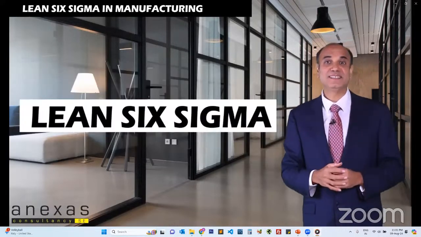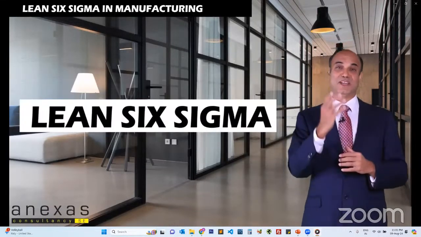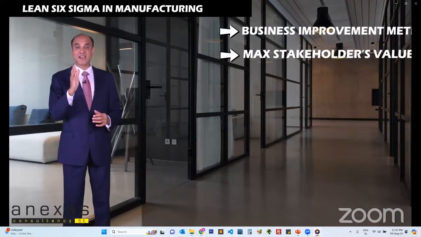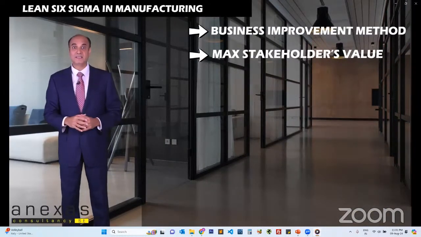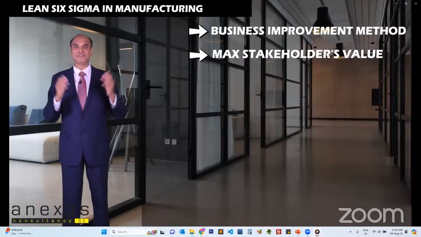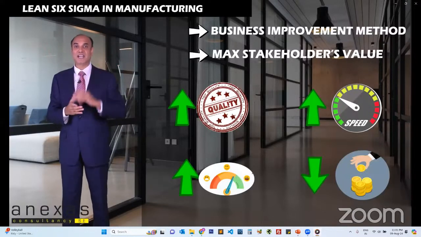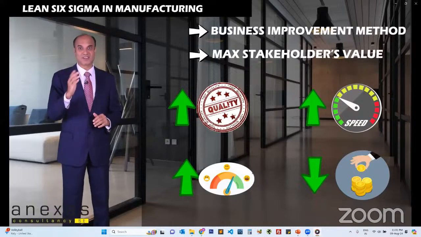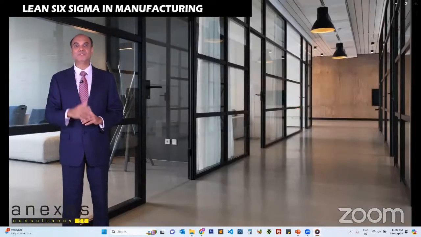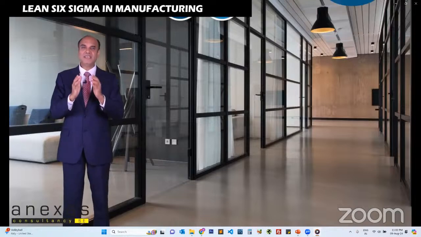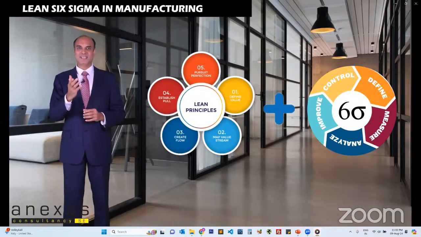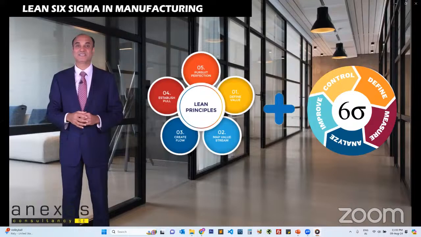Here is how Lean Six Sigma can improve your processes in manufacturing. Lean Six Sigma is defined as a business improvement method that aims to maximize the shareholders' value by improving the quality, speed, customer satisfaction, and reducing the costs. It merges tools and principles from both Lean and Six Sigma to do this. It has become the most popular business strategy for deploying continuous improvement in the manufacturing industries.